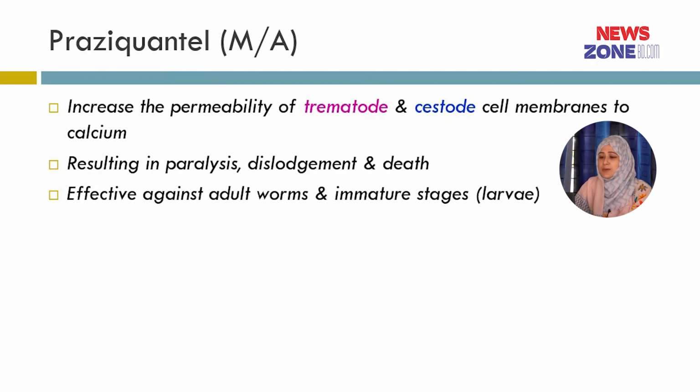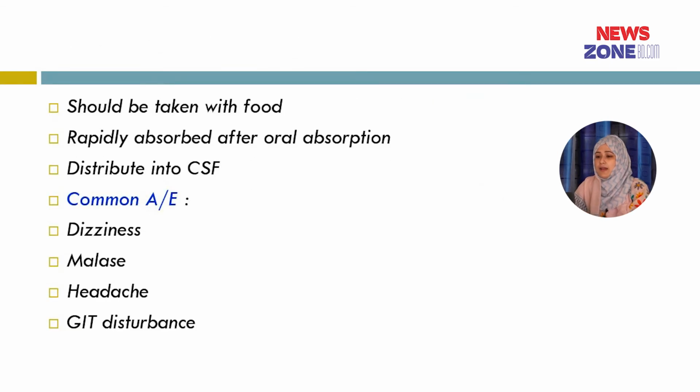Now I am going to tell about praziquantel. What is the mechanism of action of praziquantel? It increases the permeability of the trematode and cestode cell membrane to calcium, resulting in paralysis, dislodgement and death of the parasite. It is effective against the adult worm and the immature stage of the larva. It should be taken with food and is rapidly absorbed after oral administration. It is distributed into the CSF, and the common adverse effects are dizziness, malaise, headache, GIT upset such as nausea, vomiting, abdominal discomfort, cramp, etc.